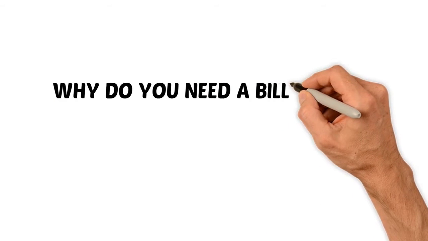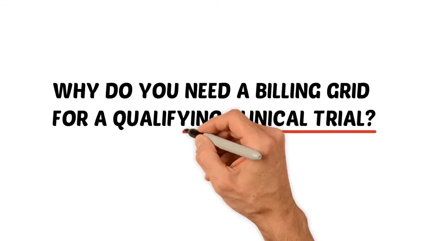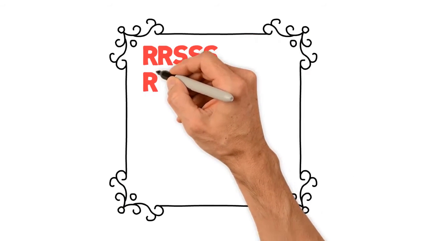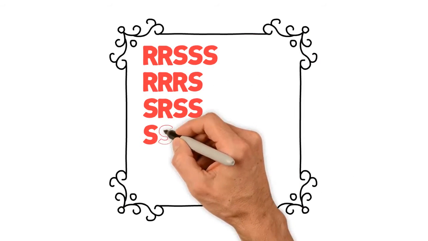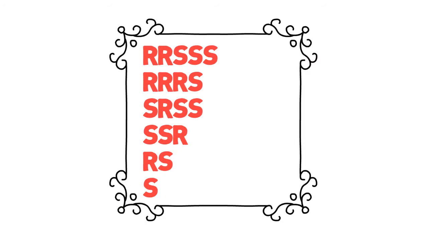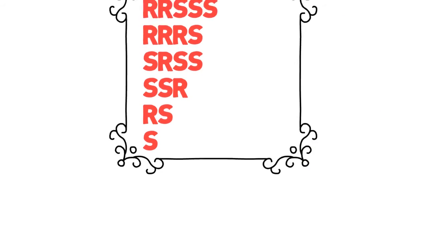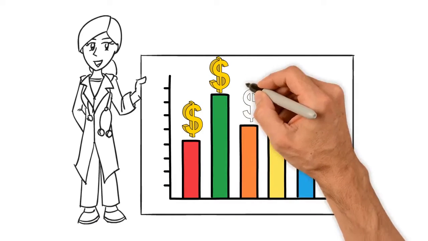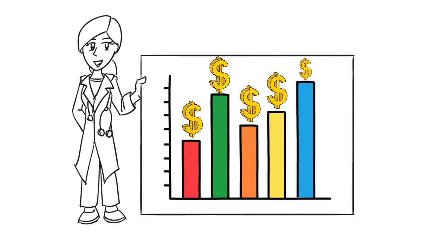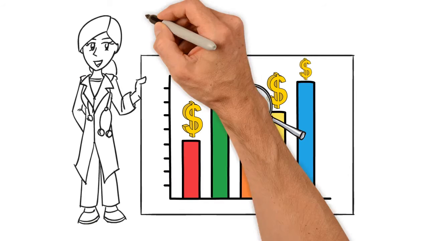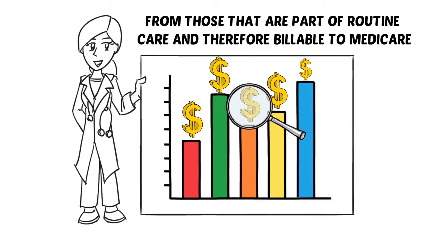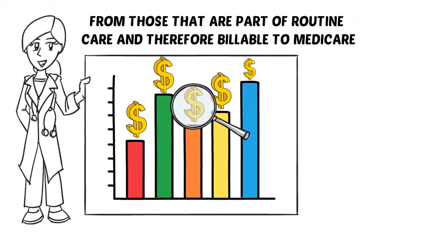Why do you need a billing grid for a qualifying clinical trial? All clinical trials at UCSF are required to have a billing grid regardless of whether the study is a qualifying clinical trial or not. The billing grid facilitates billing compliance and enables coordinators and research administration to correctly identify those items and services that are for research purposes only from those that are part of routine care and therefore billable to Medicare or the patient's provider.